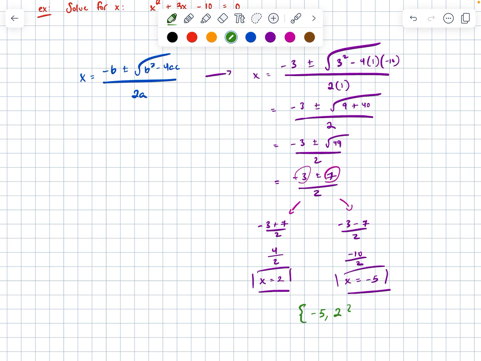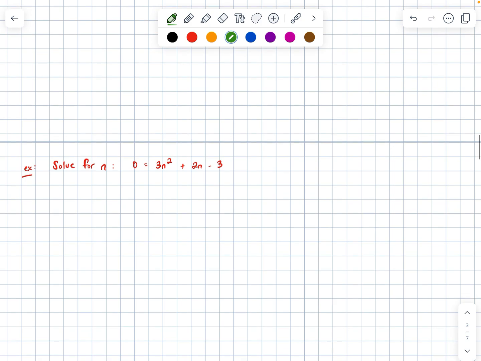If I want to be really annoying, I can of course write this in set builder notation. Negative 5 is smaller than 2, so it comes first. This will be the only equation that I write it in this form for, but again, that option is always available to me should I so choose. From here, let's do some more practice.